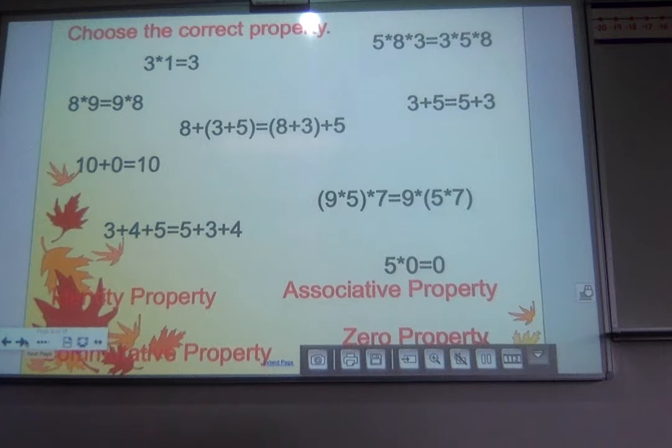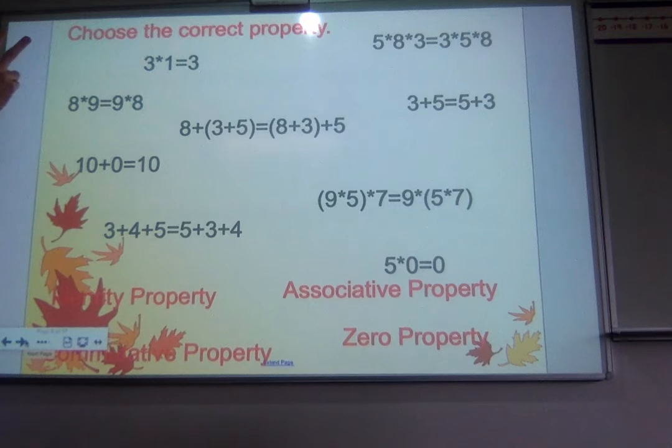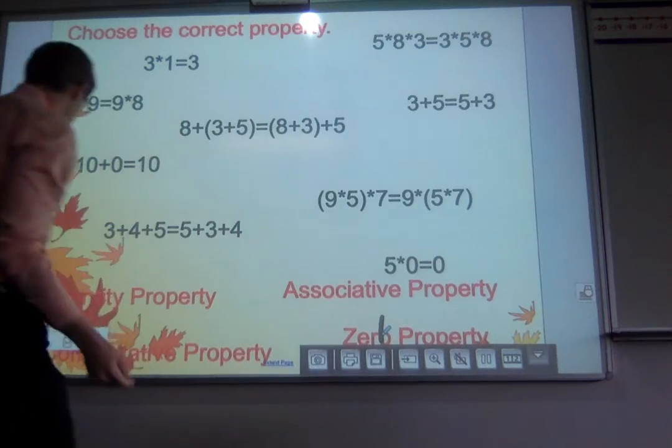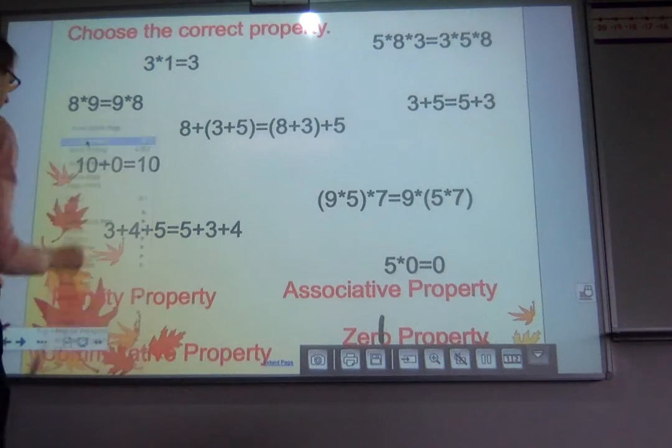If you want to take a moment to try these on your own, I'd highly encourage it. Your job is to choose the correct property. We'll go through a couple in a moment. So pause in 3, 2, 1. All right, we're going to continue. Starting down here, 5 times 0, that's going to be our zero property of multiplication. Let me go ahead and undo that writing.